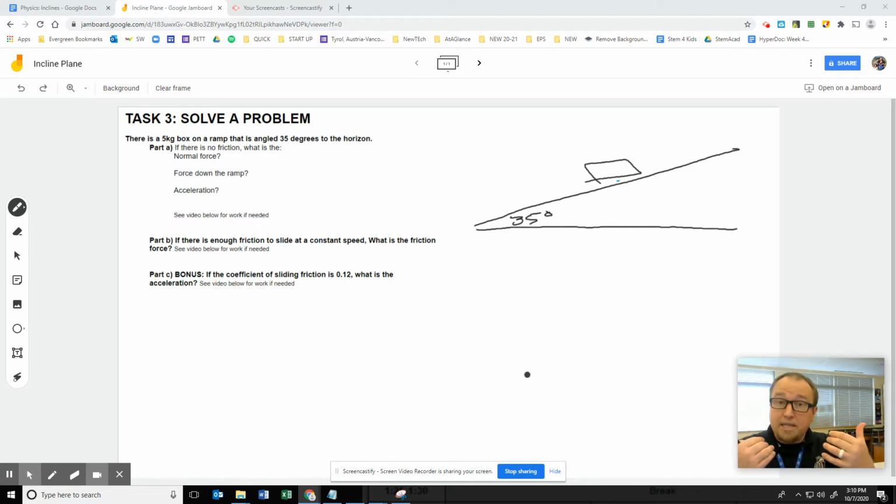So welcome to here. We're going to tackle this problem. We're going to walk through this. So I've got a 5 kilogram box and it's on an angle of 35 degrees. So start there, draw a picture.